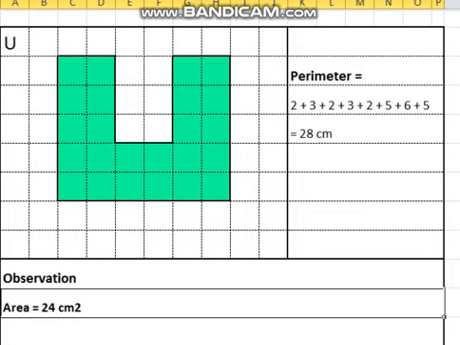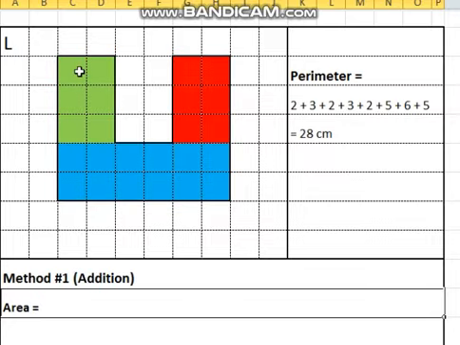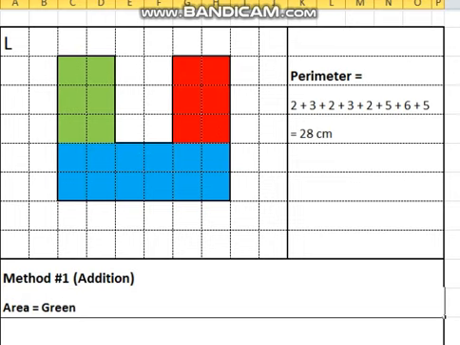Now let's do this by method 1, the first method. You divide into three shapes. The first shape is the green, the second shape is the blue rectangle, and the third shape is also a rectangle, just like the green, the red rectangle here. If by addition, we just add up all of these: the green area plus the blue area plus the red area.